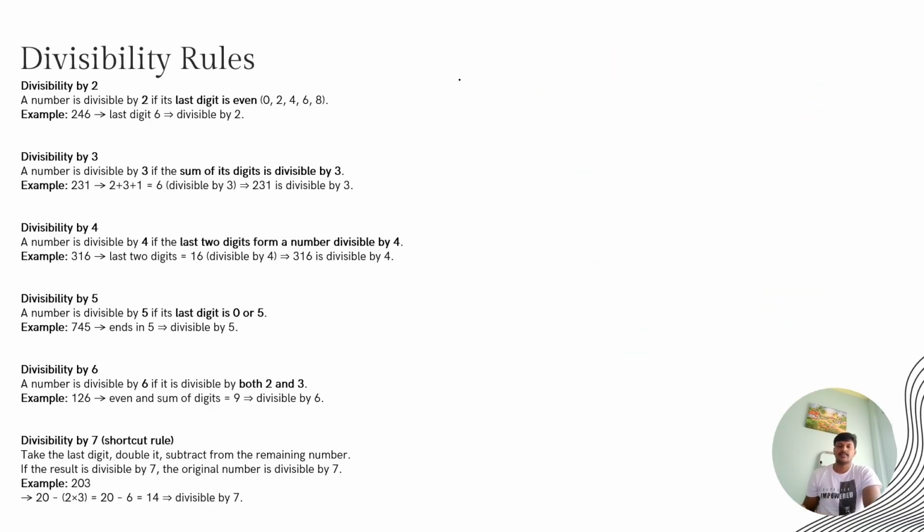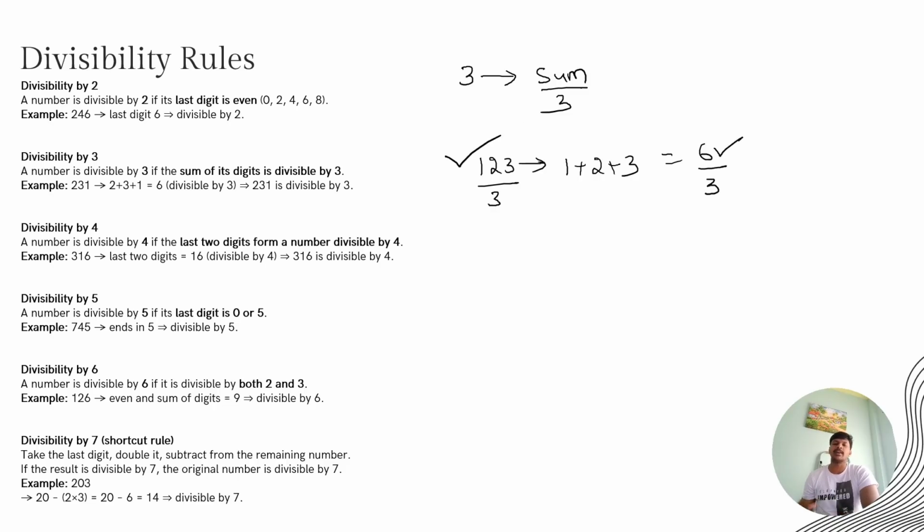Now let's go to the next one. Then what is the rule for 3? The rule for 3 is the sum of the digits should be divisible by 3. That means, let us take you are having 123, and you want to check whether this 123 is divisible by 3 or not. For that, add all the individual digits: 1 plus 2 plus 3. How much are you getting? 6. If this sum is divisible by 3, the number will also be divisible by 3.